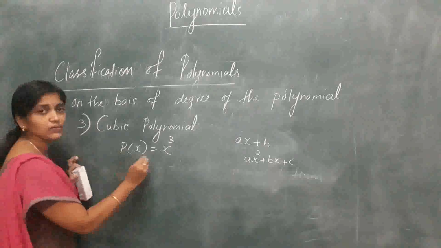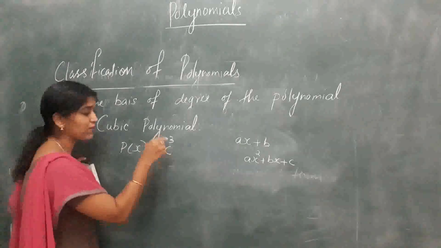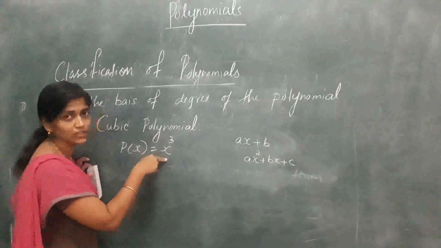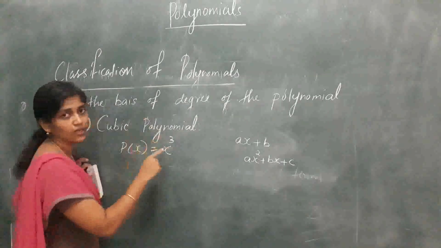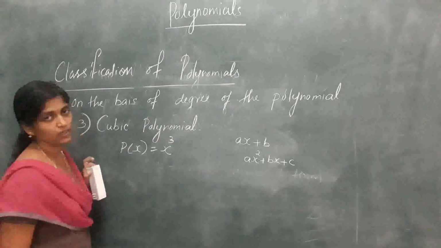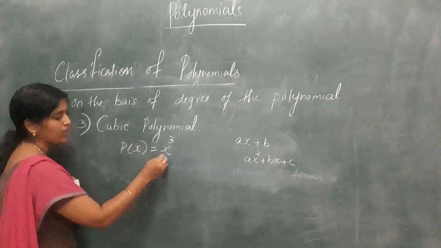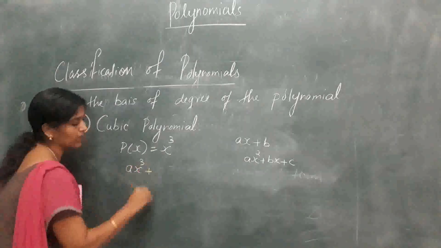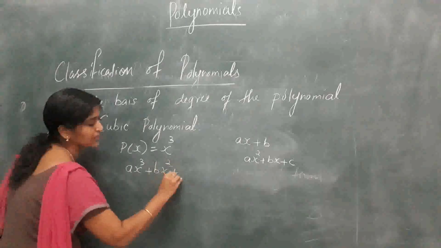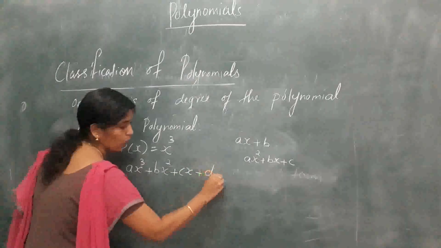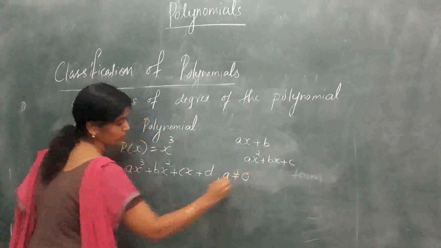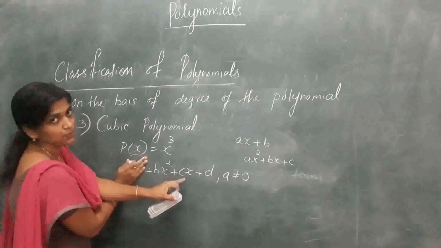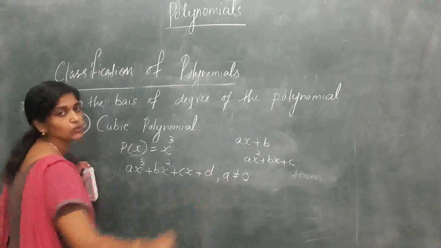Now this is an example for a cubic polynomial. It has only one term. We call it a cubic polynomial because even if it has only one term, its degree is 3. Now you can give the general form: ax cube plus bx square plus cx plus d, where a is not equal to 0. If a becomes 0, this term becomes 0, which means it becomes a quadratic polynomial. That's why we say a not equal to 0.